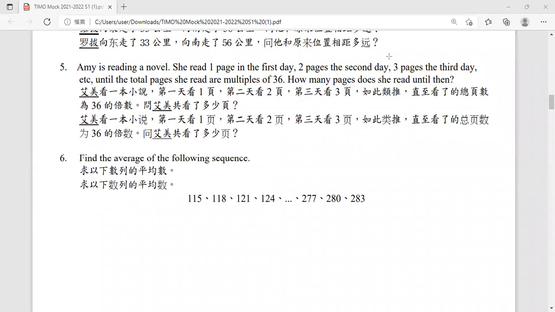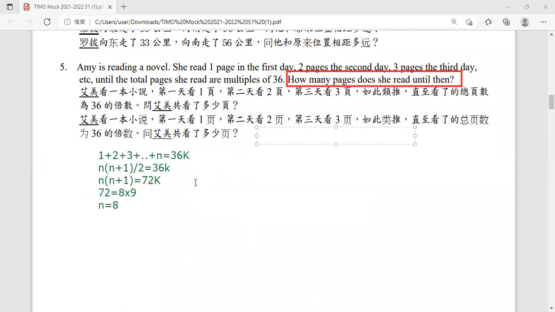Okay. Question 6. This is straightforward, and I think it's somehow pleasant for you. Because you know that now. Okay, I go back.